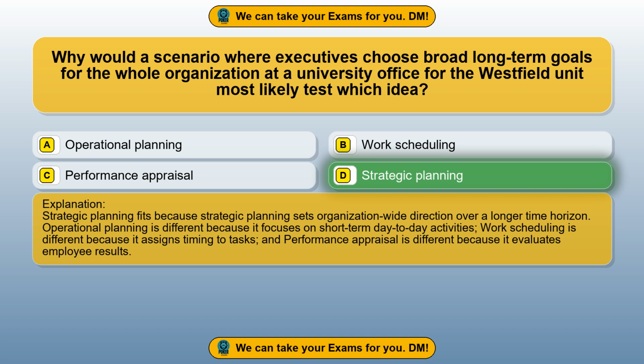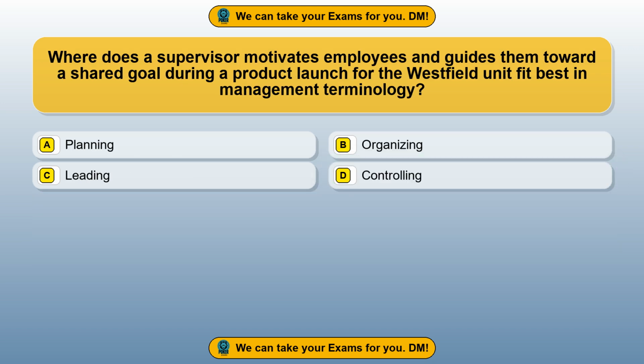Operational planning is different because it focuses on short-term day-to-day activities. Work scheduling is different because it assigns timing to tasks, and performance appraisal is different because it evaluates employee results. Question 98. Where does a supervisor motivates employees and guides them toward a shared goal during a product launch for the Westfield unit fit best in management terminology?